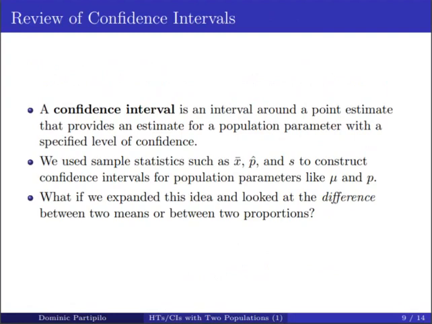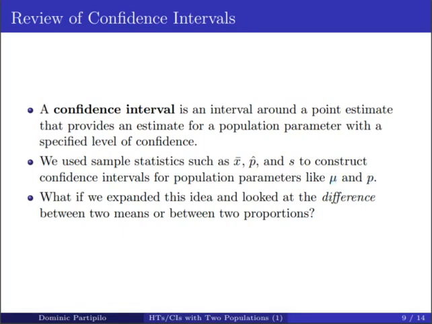Okay, so we talked about hypothesis testing with two means or two proportions, but now what about confidence intervals with two means or two proportions? So remember, a confidence interval is an interval around a point estimate that provides an estimate for a population parameter with a specified level of confidence. So remember, we use sample statistics such as x bar or p hat, for example, as our point estimates. And then we built confidence intervals for population parameters like mu or p.